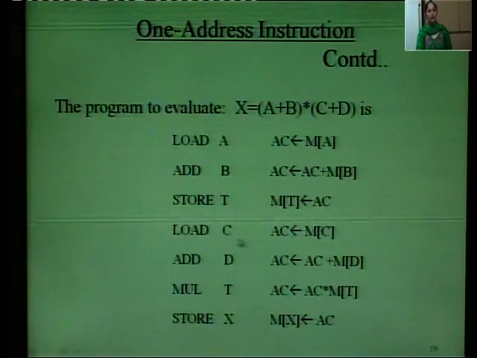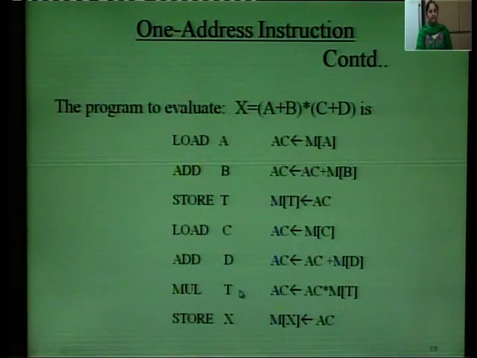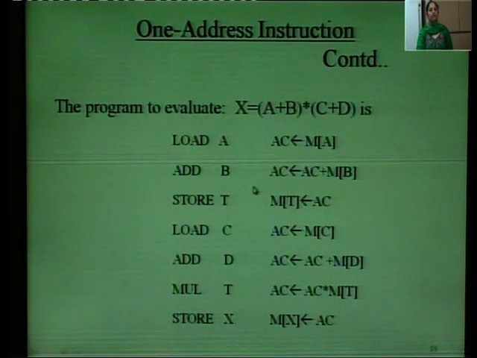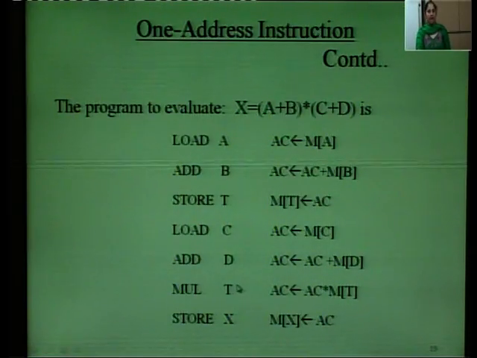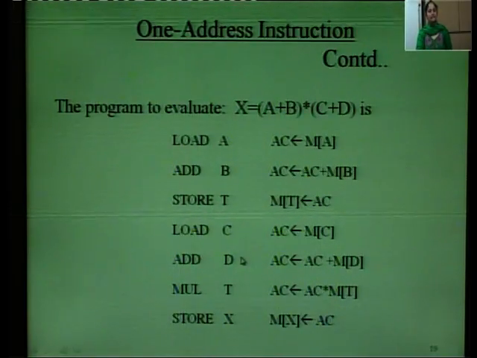Next, the same: load C, and C is stored in the accumulator, and next D, add T, and the result of C plus T is also stored in the accumulator, and multiply T. Multiply T means the result of A plus B is stored in T, and C plus T is stored in the accumulator. So the result is in this format, M T: T means the memory, that is this register, and the accumulator, that means C plus D.